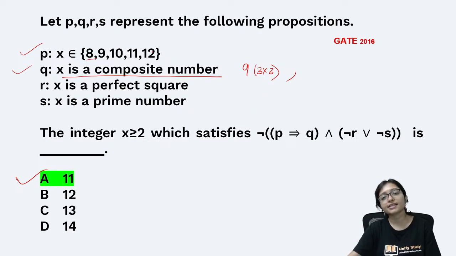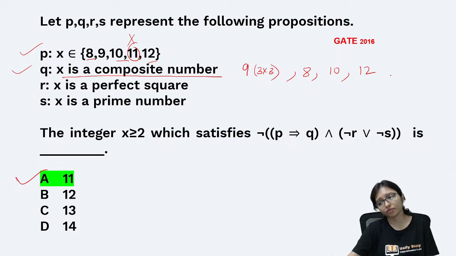Here 8 is a composite number. Yes, 8 is a composite number, 4 cross 2. 10 is a composite number. Yes, because 5 cross 2. 11 is a composite number? No. 12 is a composite number. Yes, because 6 cross 2 I can do.